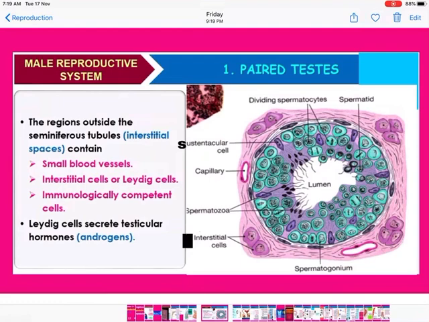The region outside the seminiferous tubule, which is shown here in the pink color, is called interstitial space and it contains small blood vessels or capillaries shown here. Then it contains Leydig cells or interstitial cells. See the labeling. And also they have got immunologically competent cells. They are nothing but the lymphocytes. What is the role of Leydig cells? Leydig cells secrete testicular hormone or androgens.